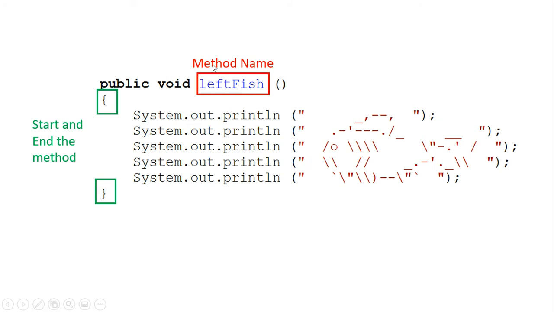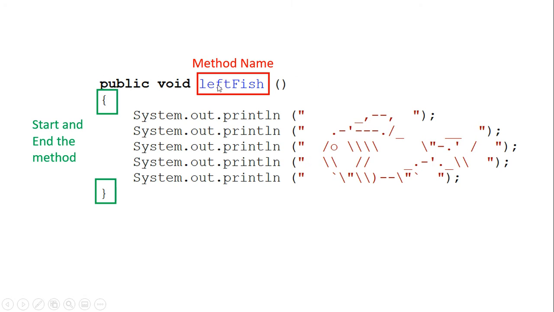The other thing I'd like to point out is that the method name, you can name it however you want, but you have to follow the variable naming rules. You can't start with a space, can't have a space in it, can't start with a number, can't use a keyword, and it should be meaningful, those sorts of things. They all apply in this situation as well.